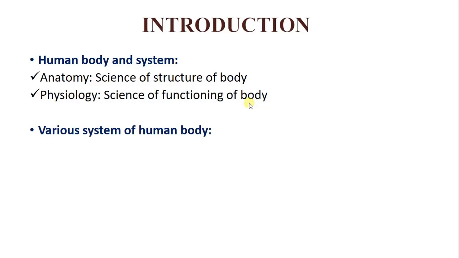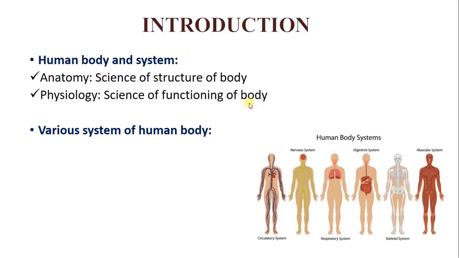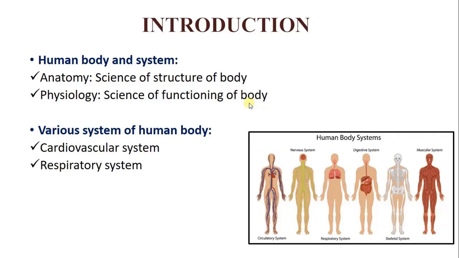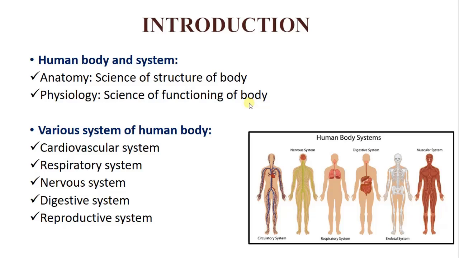Human body, as I said, it is a very complex engineering marvel. It consists of various systems, as you can see in the figure. We have a circulatory system, that is cardiovascular system, the respiratory system responsible for inhalation and exhalation of air. There is nervous system, digestive system, reproductive system, muscular system, skeletal system, and many more other systems.